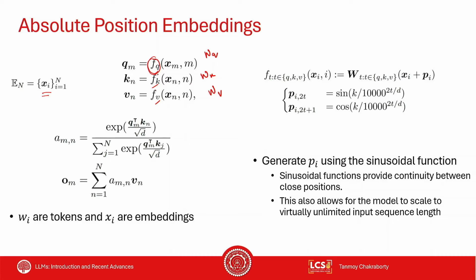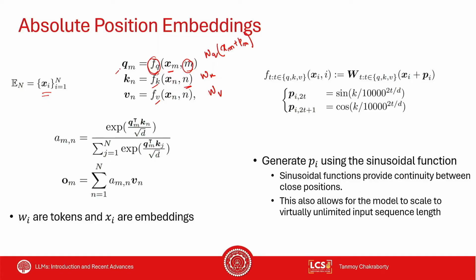Now these are functions of the word embedding and the position m. In a normal transformer, what we do is xm plus pm, where pm is the position information, and here xn plus pn, and so on and so forth. But again, let's make it generic. Assume that there's a function which is applied to xm and m, meaning the word embedding and the position. Whether this is an absolute position embedding or what, doesn't matter.